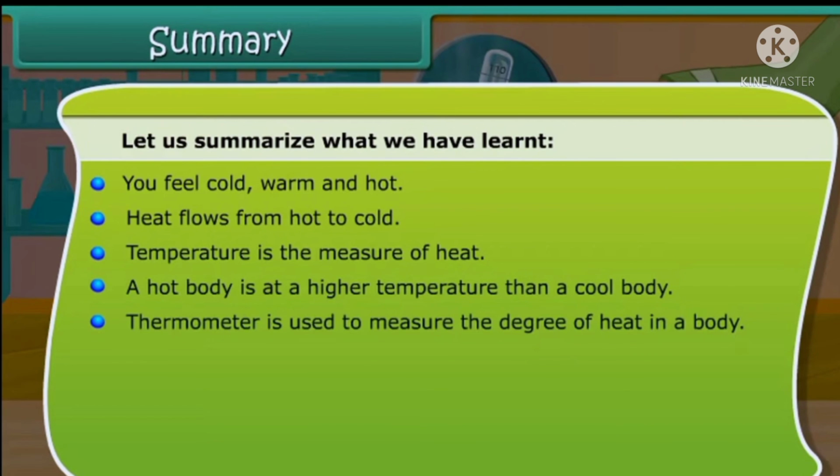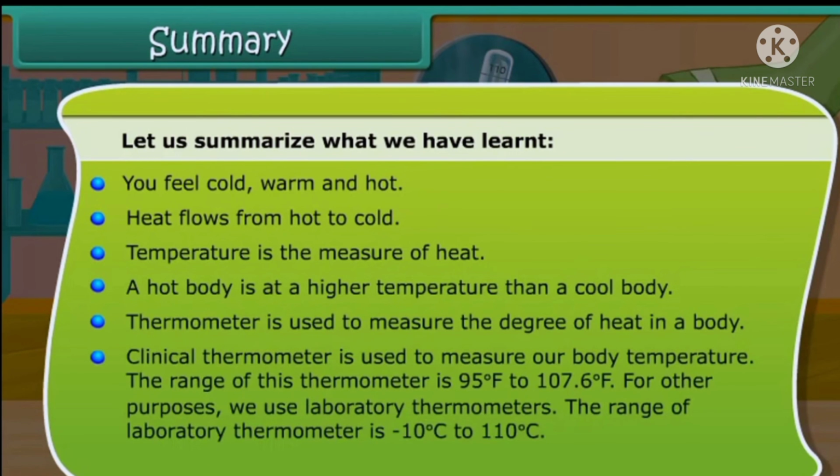Thermometer is used to measure the degree of heat in a body. Clinical thermometer is used to measure our body temperature. The range of this thermometer is 95 degree Fahrenheit to 107.6 degree Fahrenheit. For other purposes, we use laboratory thermometers. The range of laboratory thermometer is -10 degrees Celsius to 110 degrees Celsius. The normal temperature of human body is 98.6 degree Fahrenheit.